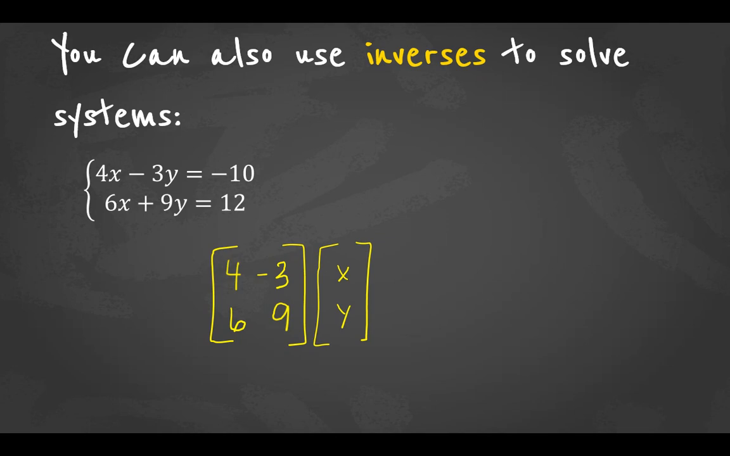So let me pause for a second. Think back to multiplication. When we multiplied, we did rows times columns, right? So if we multiply this out, we get 4 times x minus 3y. See how it's 4x minus 3y? And then we get 6 times x and 9 times y, 6x plus 9y. Okay? So we're not changing anything. We're just rewriting this system with matrices in a different way.